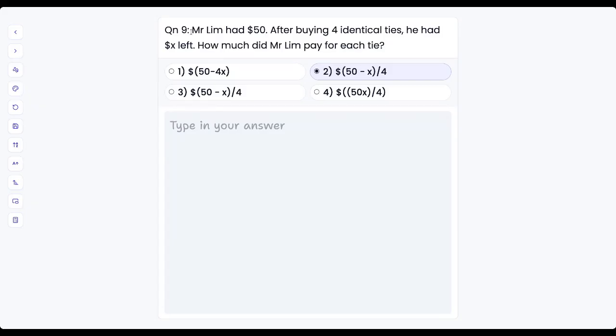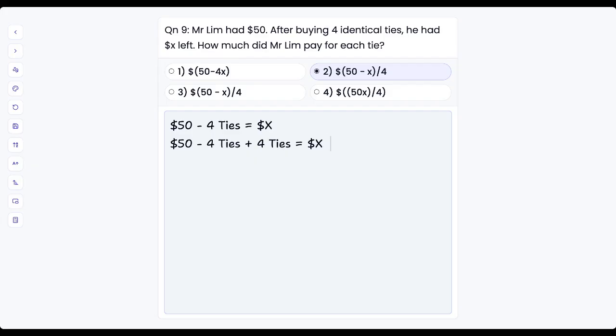Question number 9. Mr. Lim had $50. After buying 4 identical ties, he had X dollars left. How much did Mr. Lim pay for each tie? In this case, we had $50 and we minus 4 ties, and this will be equal to X dollars. So what we can do is we can just plus 4 ties.